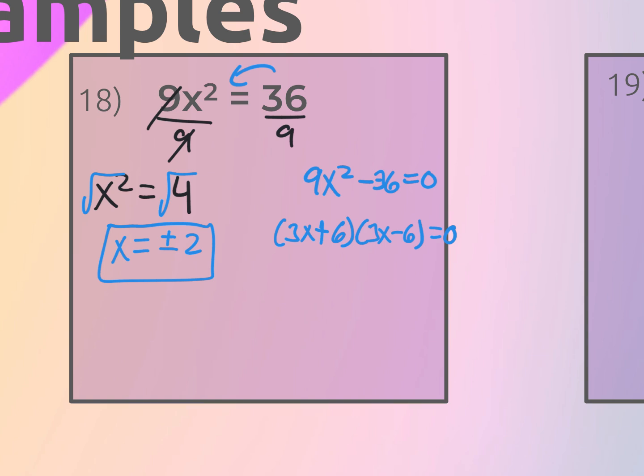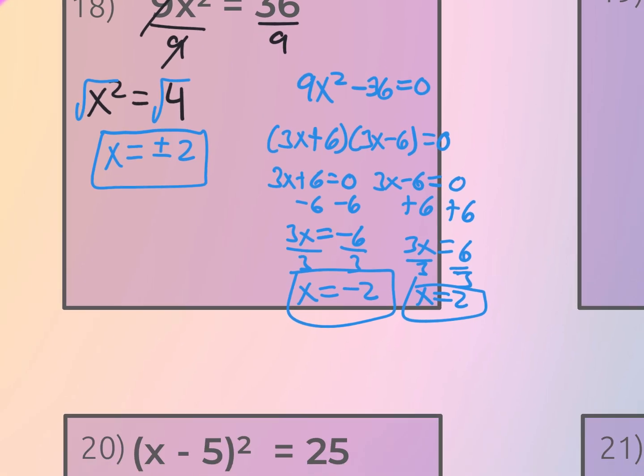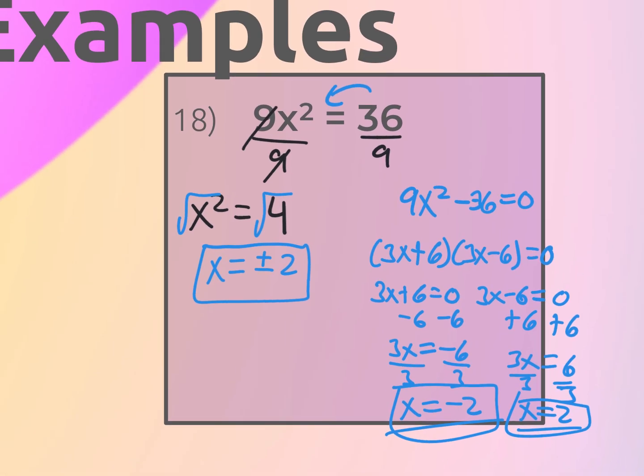Now, it might not look like it's going to get to 2 and negative 2, right? But just watch. We get 3x plus 6 equals 0, 3x minus 6 equals 0. All right, subtract 6 on both sides. We get 3x equals negative 6, divide by 3, divide by 3. We get x equals negative 2, and then here we can add 6 on both sides. Same exact process. And we get x equals 2, and we get x equals negative 2. Now we still get our two solutions, right? Negative 2 and 2.